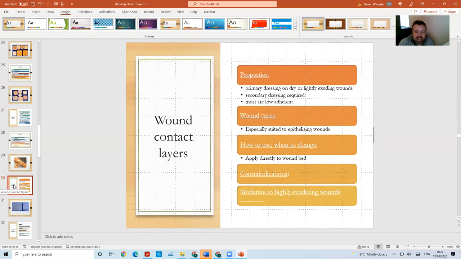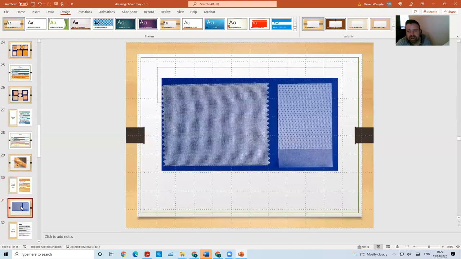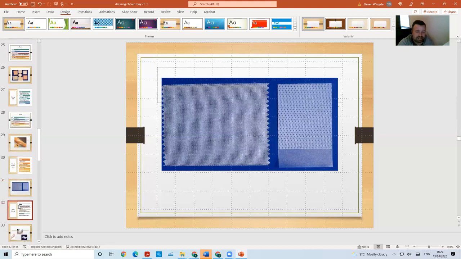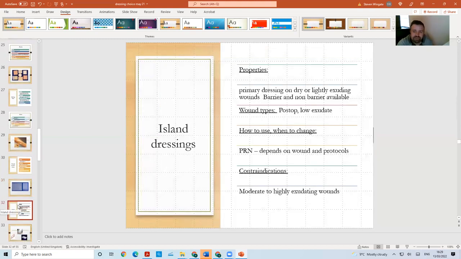Wound contact layers. So again, looking at different types of dressings there. Secondaries are required. Wound types, especially for the epithelialization stages, so once it's started to heal, and apply directly to the wound bed. And that's things that you can apply on top of the wound just to stimulate tissue growth.